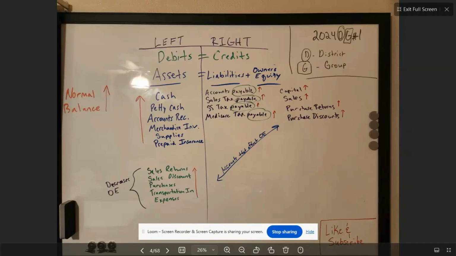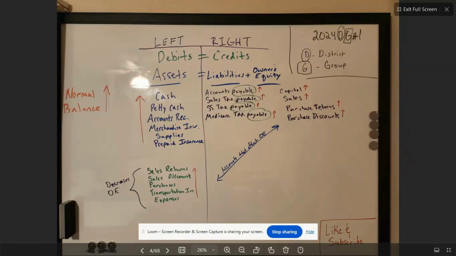Sales returns and sales discounts. Basically, if we have a customer that we sell to and they return some of the merchandise, that's obviously going to have our sell amount that we made go down, so it decreases owner's equity. Sales discounts, that's if we actually give a customer, say, a discount for paying us early, then that's going to decrease owner's equity.